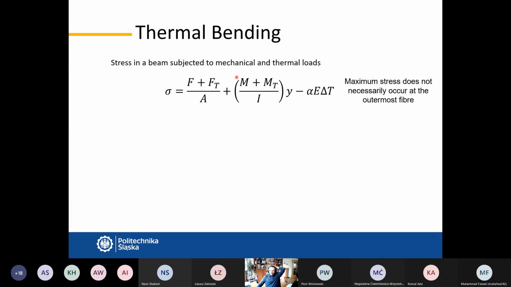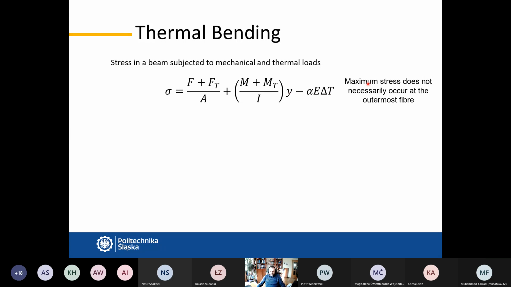This is the part resulting from moment, so from the rotational effects, and this is M, total M, so mechanical moment and thermal moment divided by moment of inertia, so geometry data, times y, and minus alpha E delta T. So you see that, of course, the stress, as it was always, depends on the location where we calculate the stress.